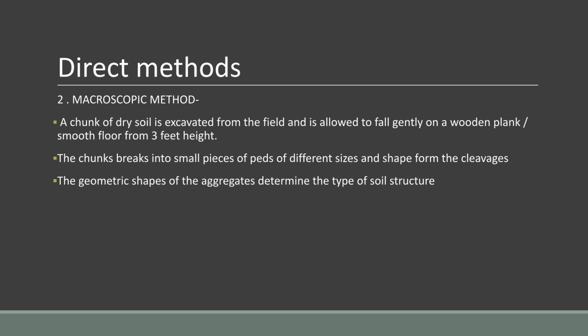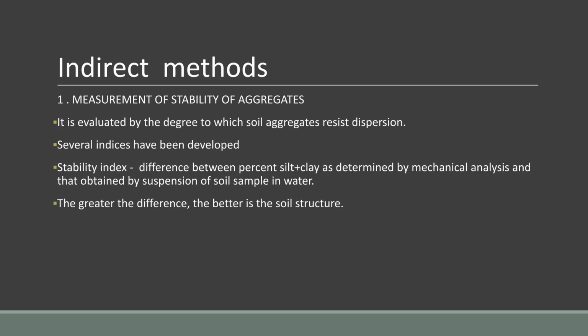The macroscopic method involves dropping a dry soil chunk from a height onto a hard surface. The resulting fragments reveal the sizes and shapes of the peds, which determine the type of soil structure. Indirect methods include measuring aggregate stability, the resistance of aggregates to dispersion. The stability index, which compares particle sizes from mechanical analysis and water suspension, is one way to evaluate this.